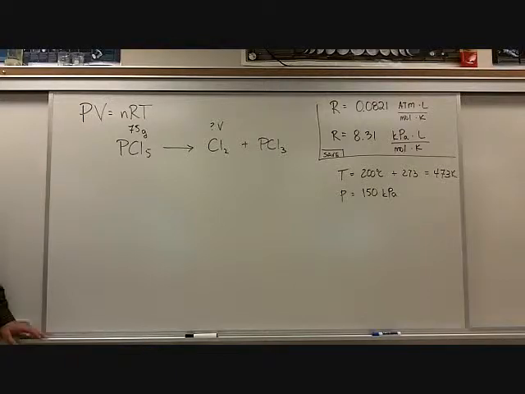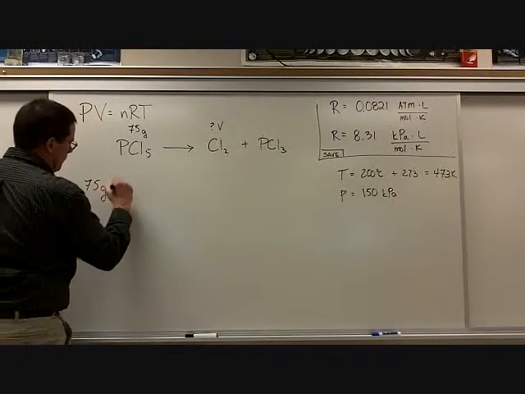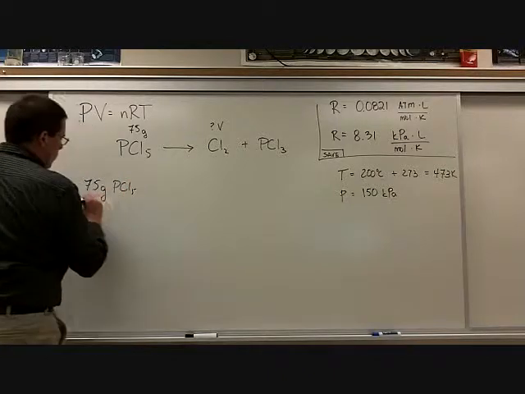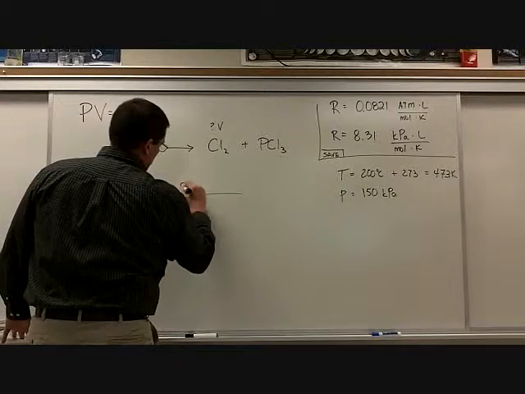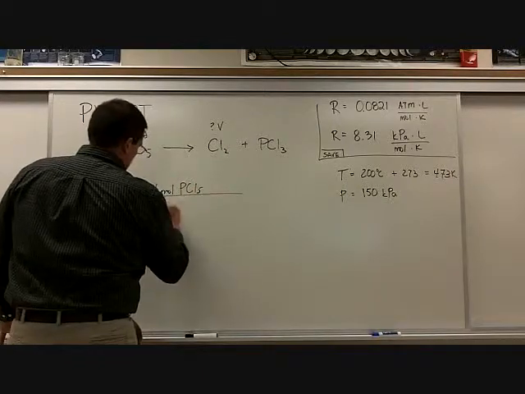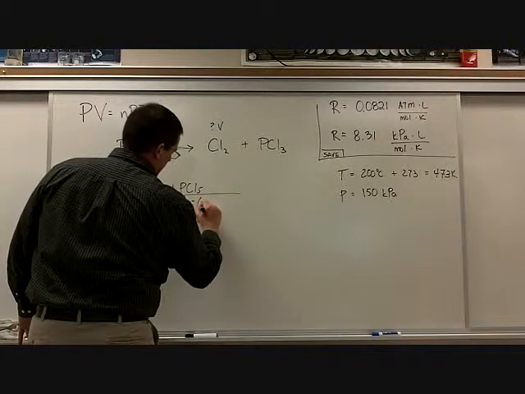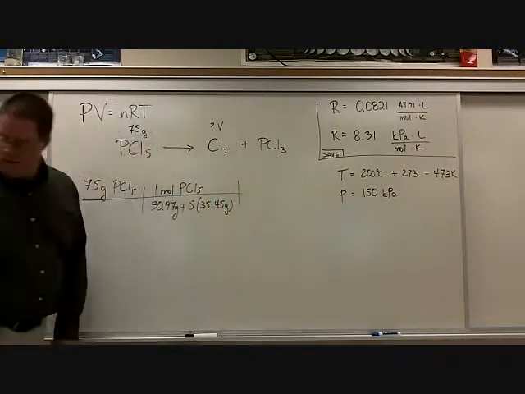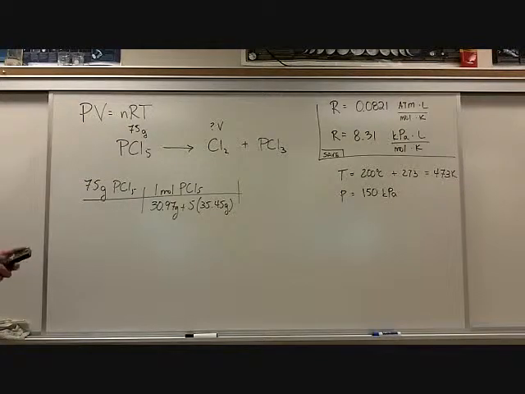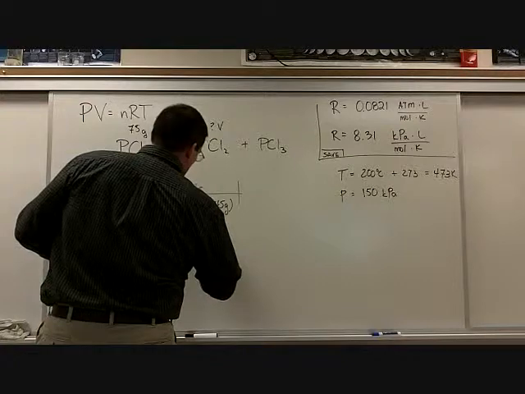Okay. All right, so step 1. Balanced as written, good. Step 2, change that 75 grams into moles. So 1 mole of PCl5. I got you, hold on. 208.22. 208 point what? 22. 22, thank you.